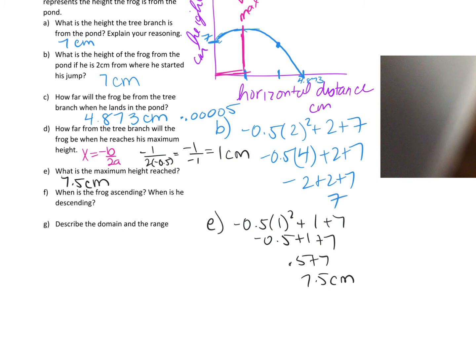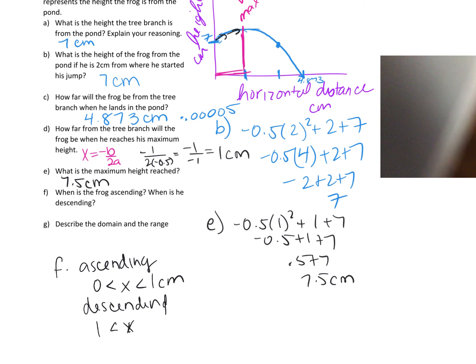And when is the frog ascending? Well, he's going up first. All right, so he's going up first from 0 to 1 centimeter. So for F, he's ascending between 0 and 1 centimeter. And he's descending from 1 centimeter to where he lands at 4.873 centimeters.